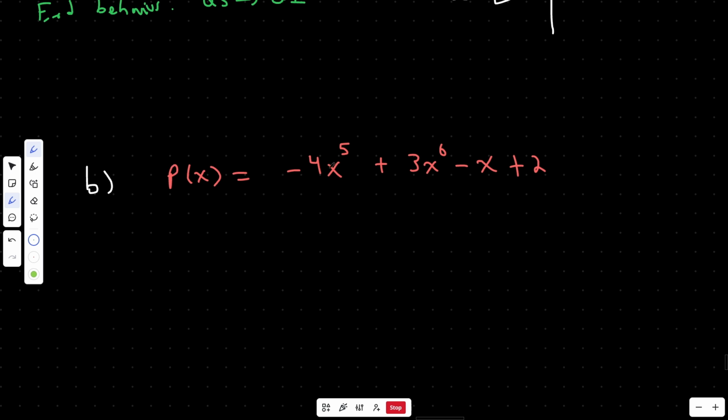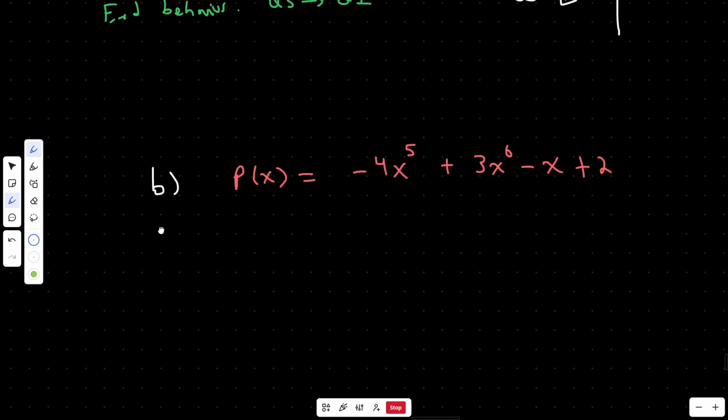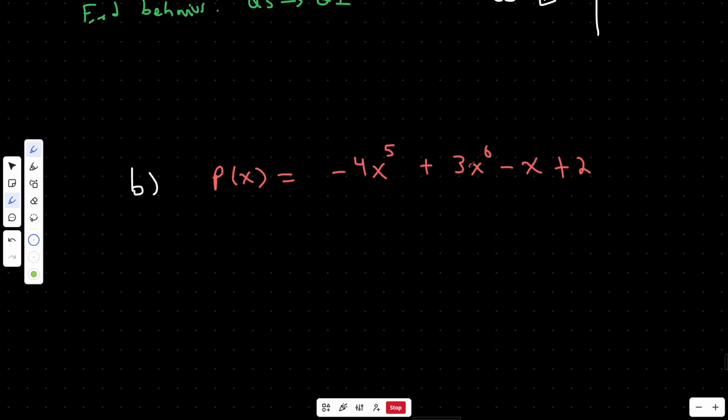So we're given p of x equal to minus 4 times x to the 5 and so on. So first, let's figure out the degree. So what is the highest exponent I see here? Well, the highest exponent on the variable I see is 6 because 5 is less than 6 and also 1 is less than 6. So we can say it's a degree 6 polynomial.